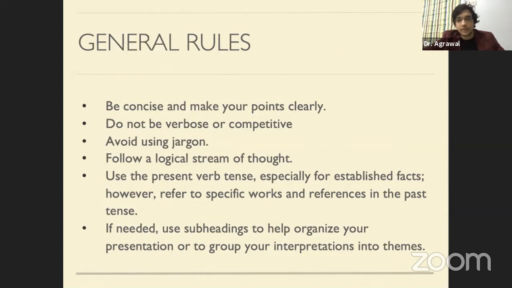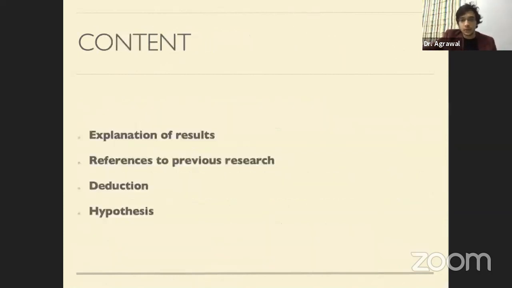Again, here also in discussion, you can definitely use subheadings to help organize your presentations or to group your interpretations into themes and stuff. So it becomes easier for you and the reader to know exactly what you spoke about, what you missed, how you can add on to other information and stuff like that, right? The content of the discussion is basically explanation of the results, comment on whether or not the results were expected, and present explanation for the results, right?